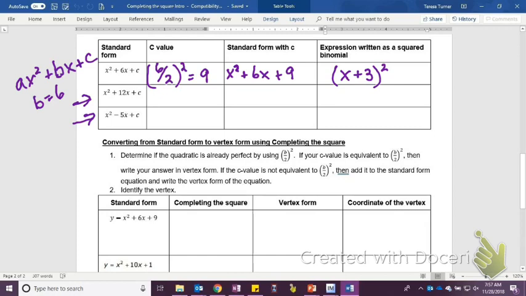For the second problem that you worked, did your final result turn out to be x minus 5 over 2 squared? Check your work.